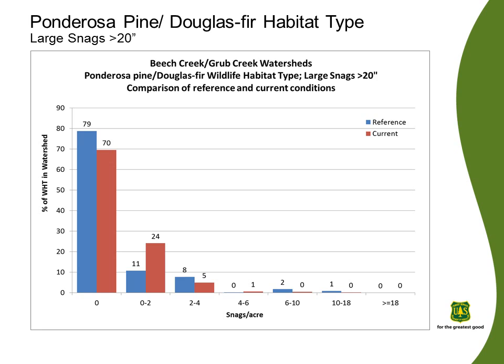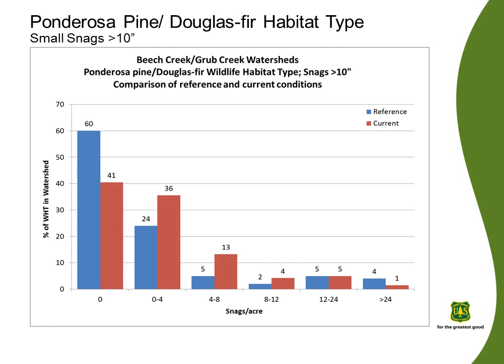This is for ponderosa pine Douglas fir habitat type and densities and distribution of snags, large snags greater than 20 inches. You can see that we're pretty close, at or above HRV for most of the density classes. For smaller snags, those greater than 10 inches, for ponderosa pine Douglas fir habitat type, same picture: we're at or above HRV, just like the 20-inch, except for the 0 class, which is good, which means there's a lesser percentage of the landscape with 0 snags per acre than historically occurred.